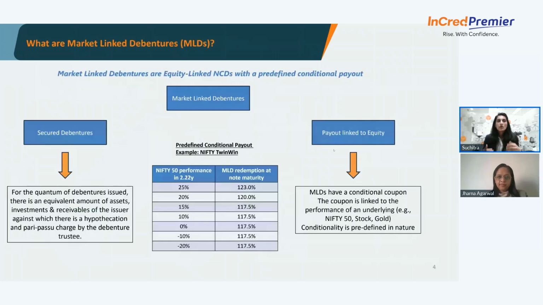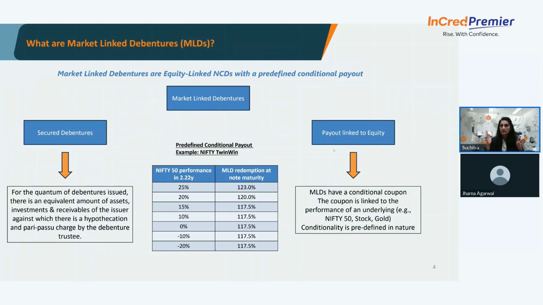So now coming to what is a market-linked debenture. I'm going to focus on the equity-linked market-linked debenture. By definition, they are equity-linked NCDs with a predefined conditional payout. Now, like any debenture security, you will get your principal back. So there is a principal amount that you have to invest. It's a fully funded instrument like any debt instrument. So today you will put in 100. This 100 will be given back to you at the end.